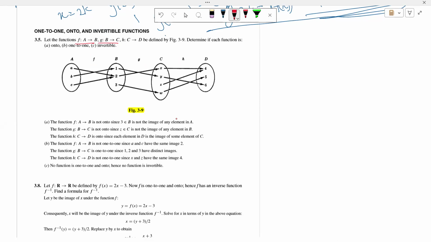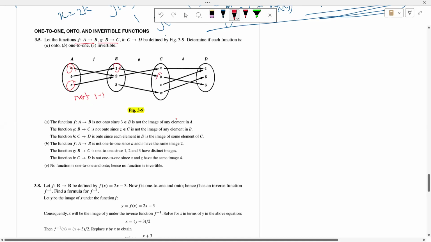There are no two elements in the domain that have a relation with the same image. But if you look here, A and C are two different elements. They have the relation with one element two. So this is not one to one, right? This is not one to one.